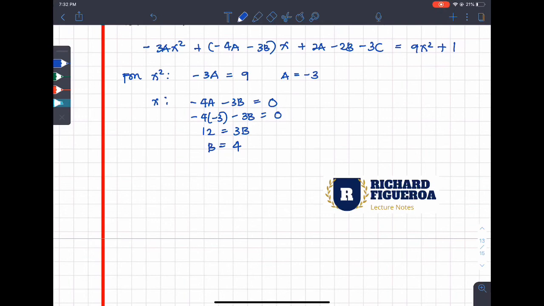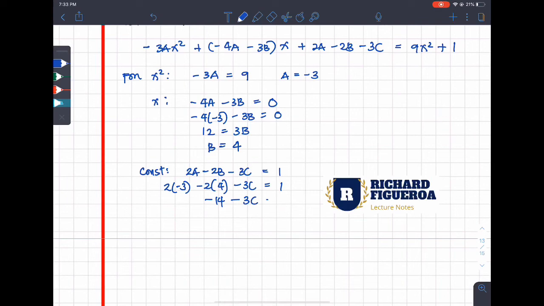And lastly, for the constant, we have 2a minus 2b minus 3c, and that would be equal to 1. Substituting the taken values, 2a is negative 3, minus 2b is 4, minus 3c would be equal to 1. So negative 6 minus 8, we have negative 14 minus 3c equal to 1. So negative 3c would be 14 plus 1, we have 15. Therefore, c is equal to negative 5.